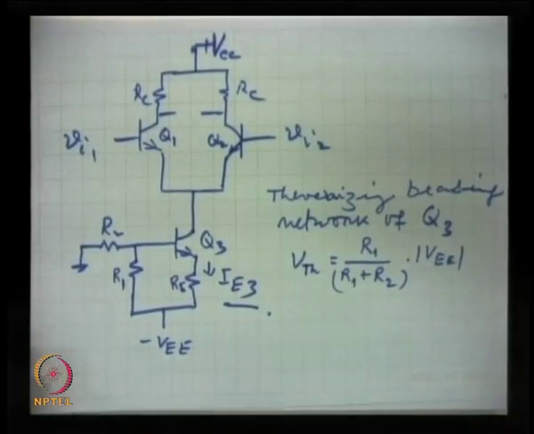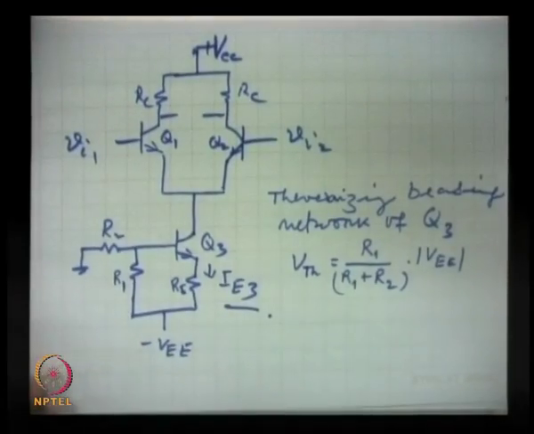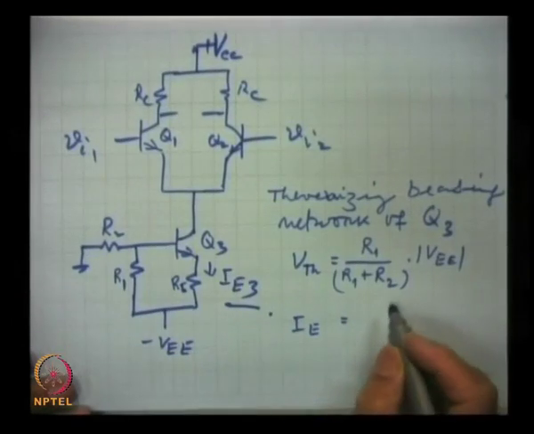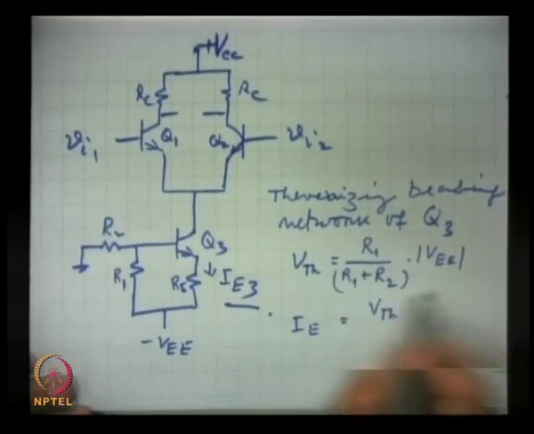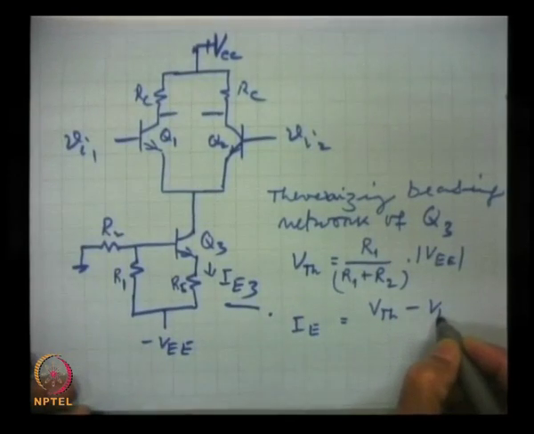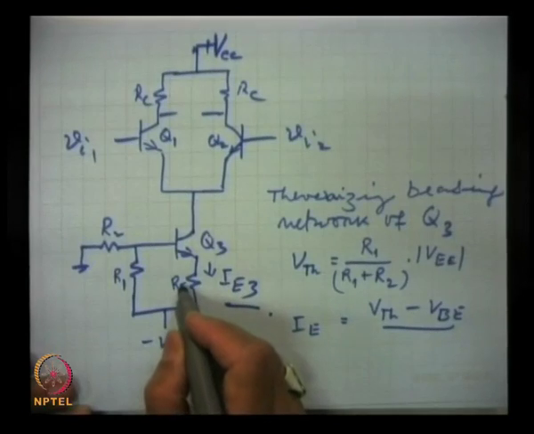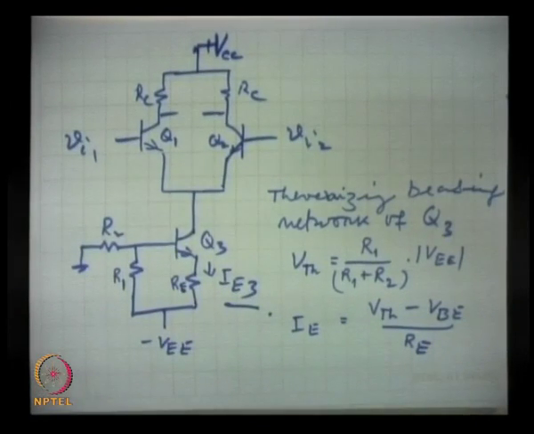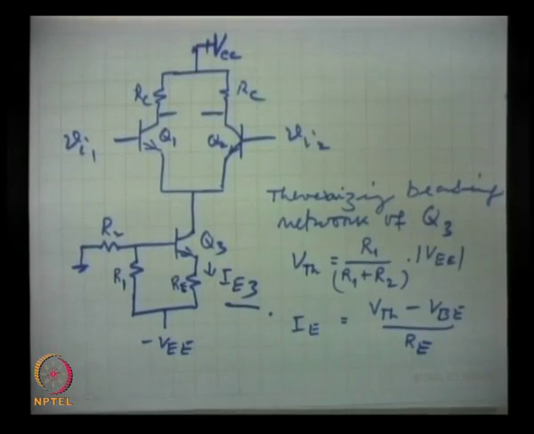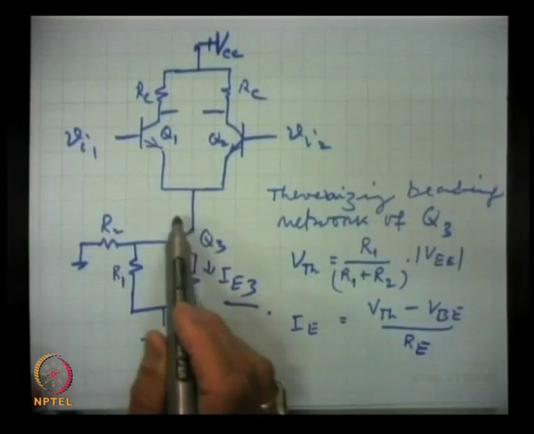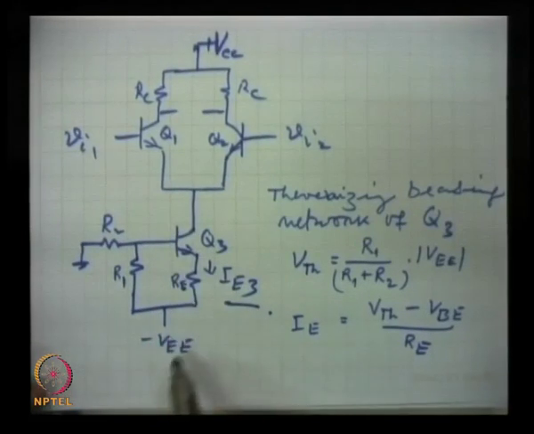This is that, and the emitter current, as we have done several times when we were talking about the bipolar transistor, the emitter current I e is V T H, that is this voltage which we calculated, minus V B E, by the resistance R e, this resistance R e. So, this is the emitter current, and this will be much more constant than the earlier one, which was just the current flowing through the resistance R e with battery V E E.